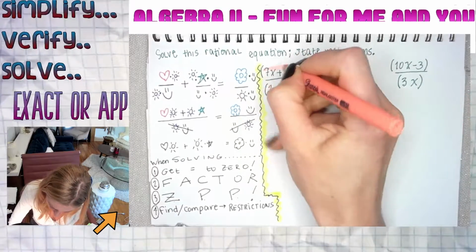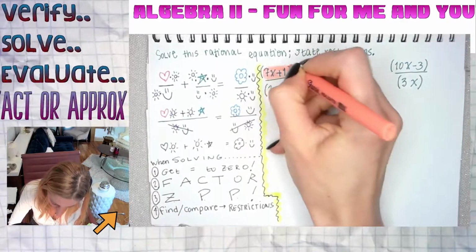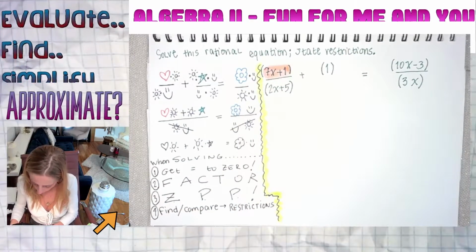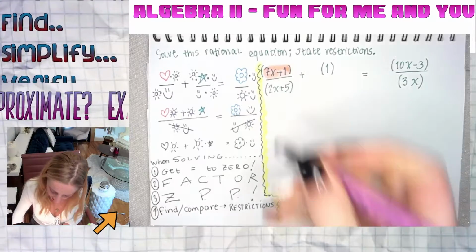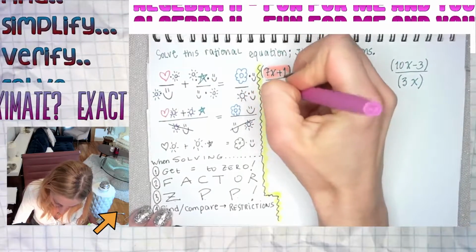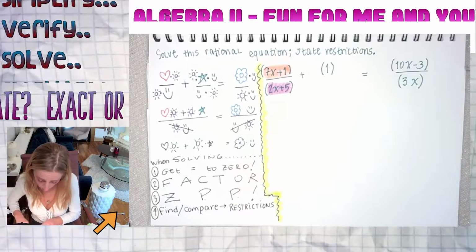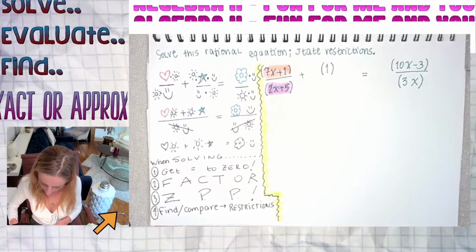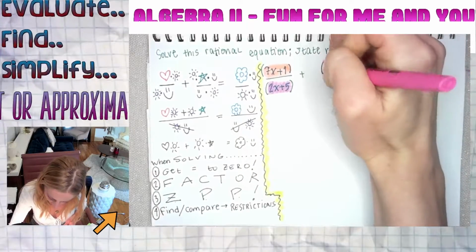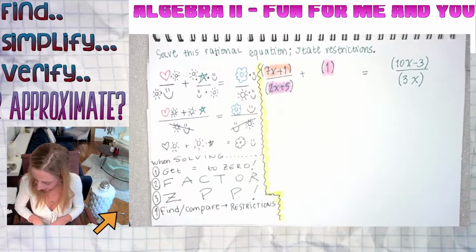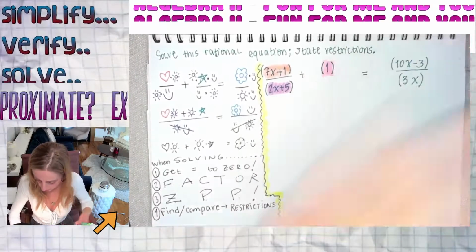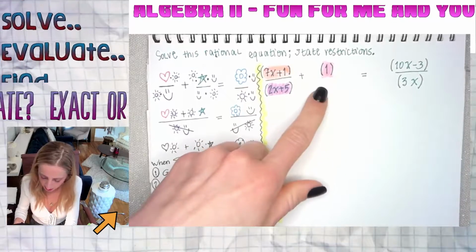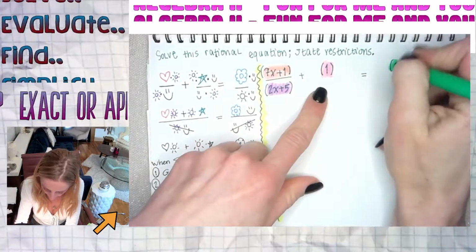So here, 7x plus 1 is my numerator. Nothing to reduce, no funny business. It's over 2x plus 5. That is my denominator, and we have to pay attention to that when we're finding least common denominators. Plus, we have a 1. It could be a 1, it could be a 7, it could be a 2x plus 5. It could be lots of different things.